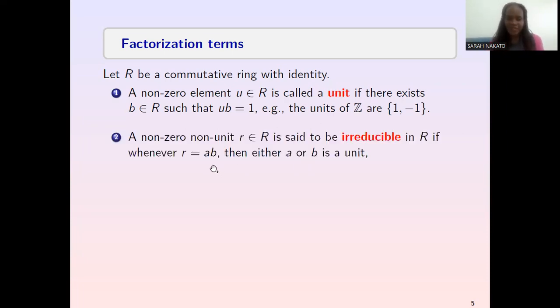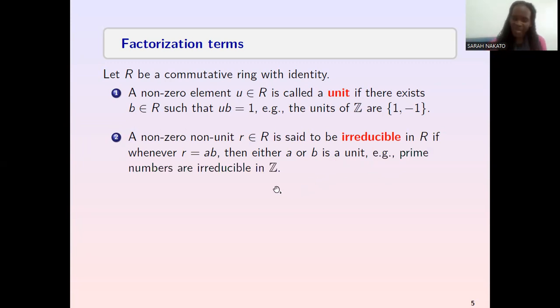Great, so another definition still, it's very familiar to us now. A non-zero non-unit r in R is said to be irreducible if whenever r is the product ab, then either a or b is a unit. So you can't write r as a product of 2 non-units. So those are the irreducibles. In other words, we can't split them. Whatever we split, the parts we get are not in that particular ring.